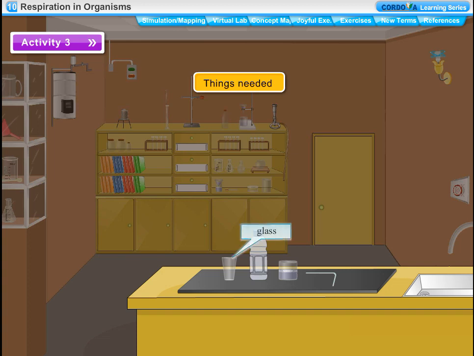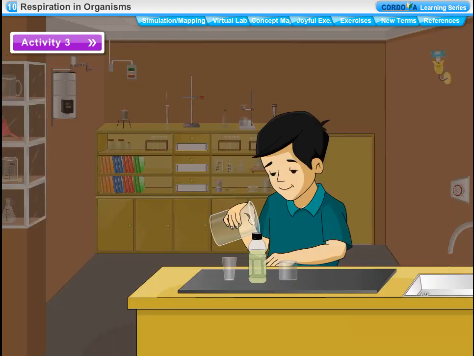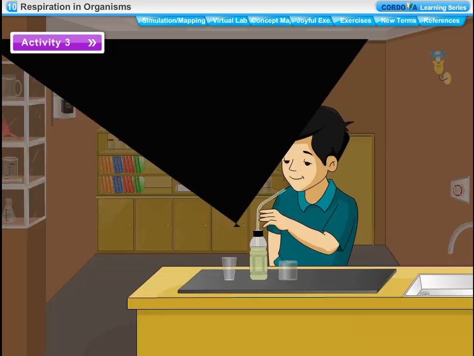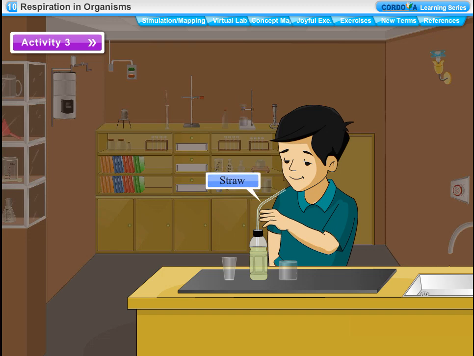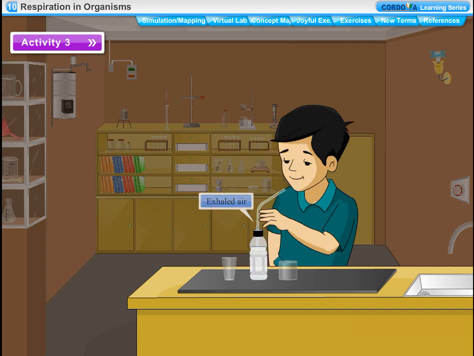Things needed: glass or plastic bottle, lime water, straw. Method: we take a slender, clean glass or plastic bottle, make a hole in its lid and fix it onto the bottle. We pour some freshly prepared lime water in the glass or plastic bottle. Insert a plastic straw through the hole in the lid in such a way that it dips in lime water. See figure. We blow gently through the straw a few times.